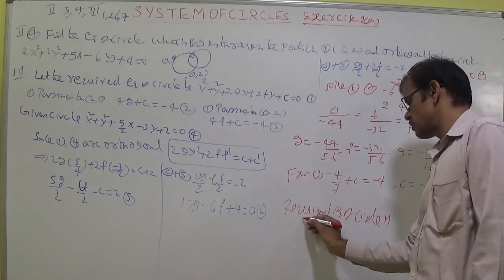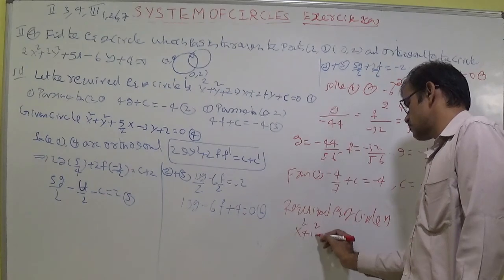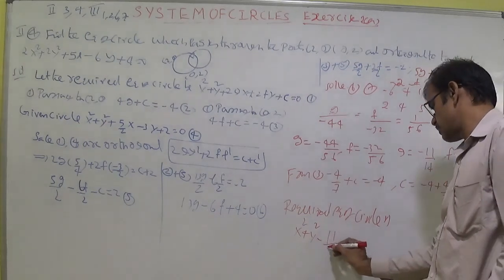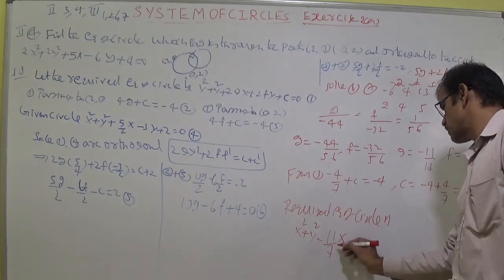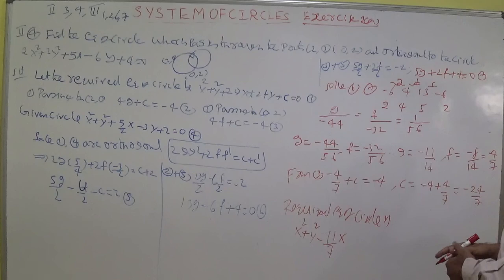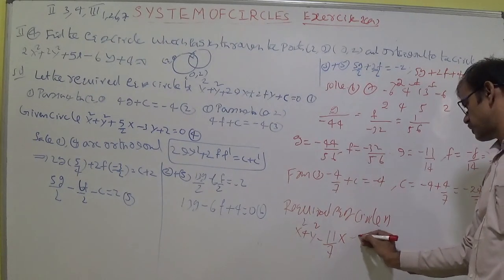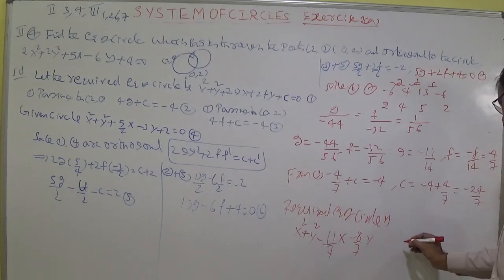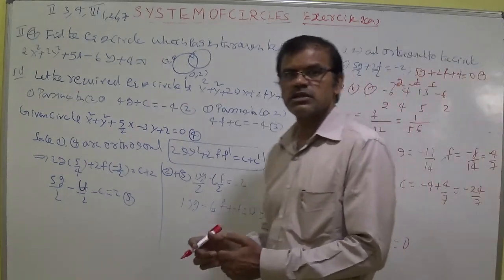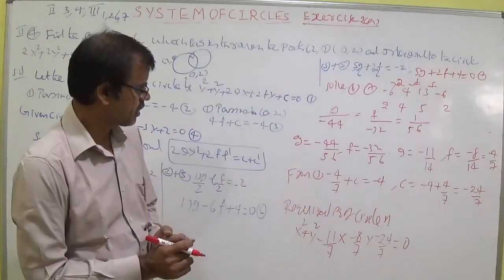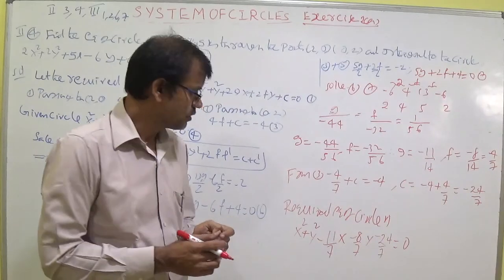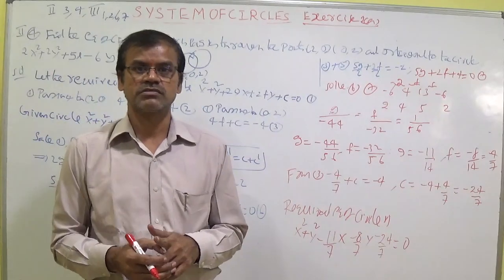Required equation of circle is x square plus y square minus 11 by 7 x, because it is 2g, minus 8 by 7 y, plus c means minus 24 by 7, equal to 0. By taking LCM, 7 into x square plus y square, like that you can get the answer. If you found any mistake, repeat the sum and do it on your own, students. Okay students, let us continue in the next class.